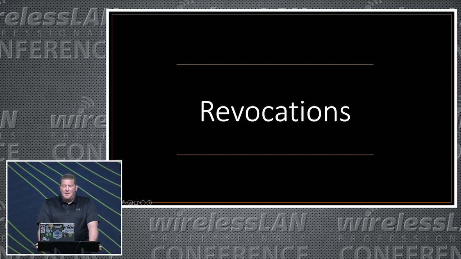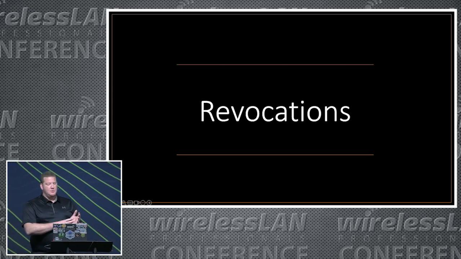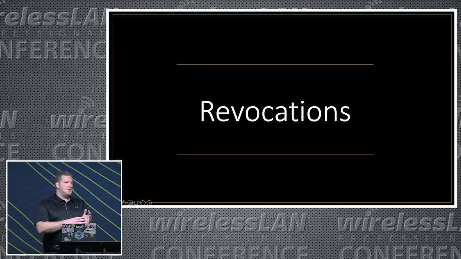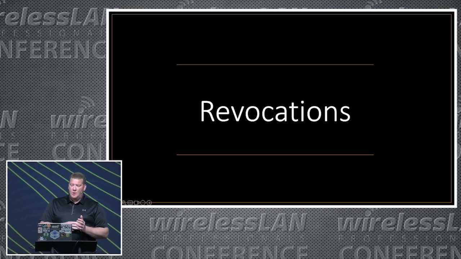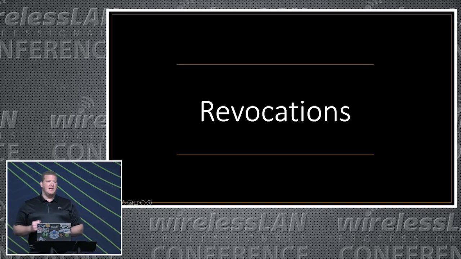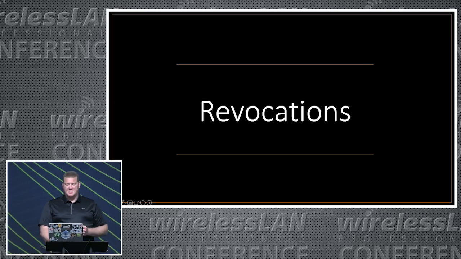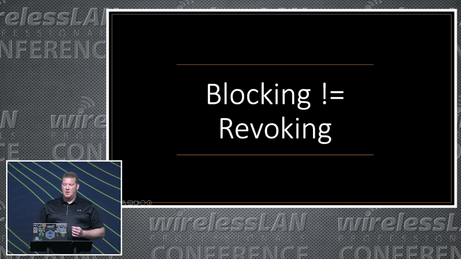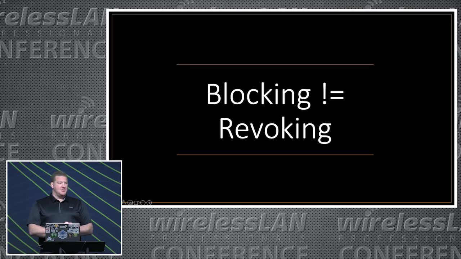So by leveraging the APIs built into our identity management system, SecureW2, CA's APIs, and of course the APIs provided by MIST, we can add a username and/or a certificate to a policy that enforces immediate blocking regardless of the status of the CRL. One final note: blocking is not the same as revoking a certificate.